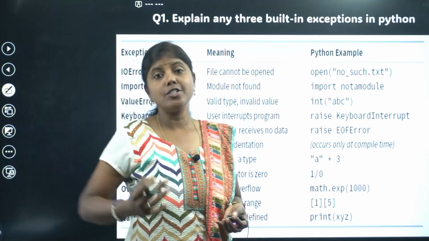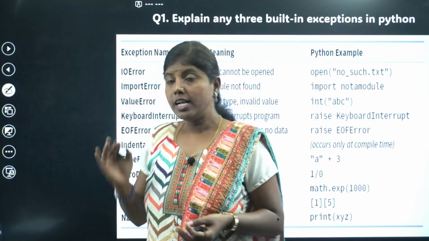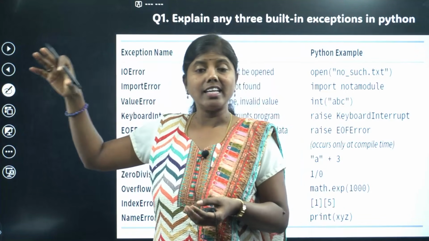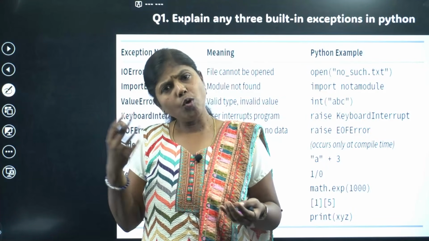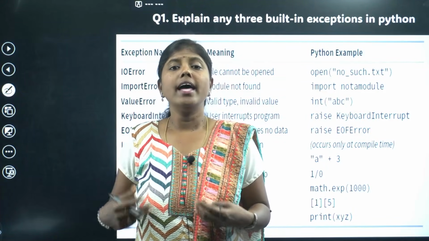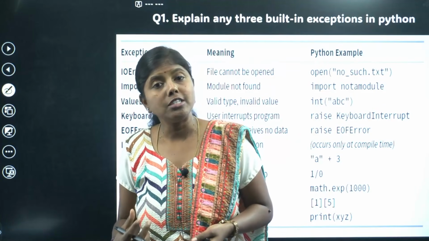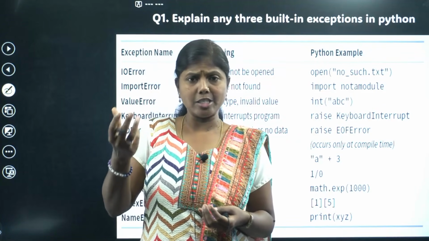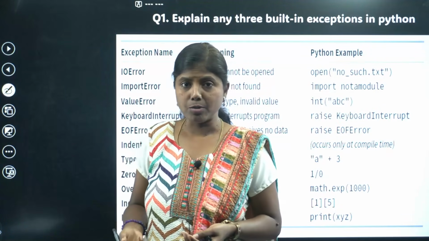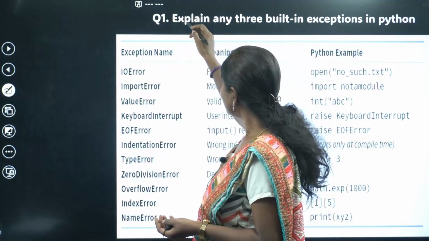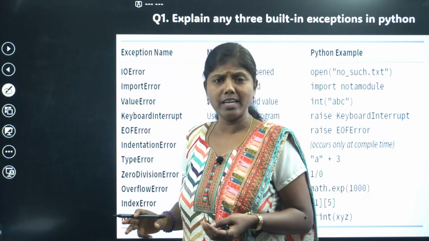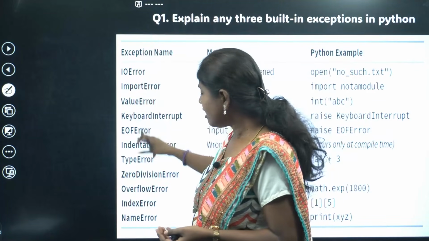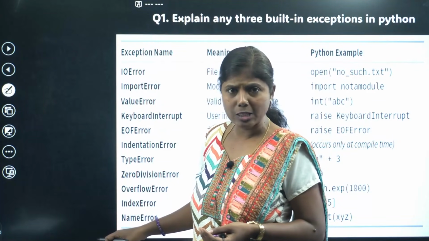What are the different kinds of exceptions we may encounter? These are the exceptions which are raised by the interpreter itself. What kinds of error may crop up which can be handled by the interpreter itself? That will raise the exception. We call them built-in exceptions. For this question, you have to write any 3 built-in exceptions.